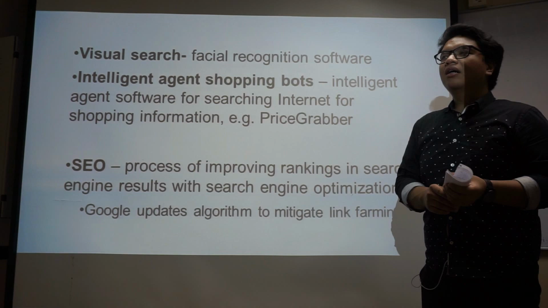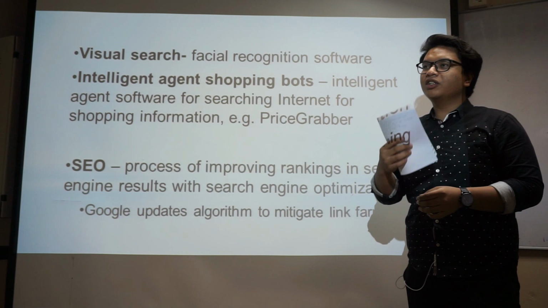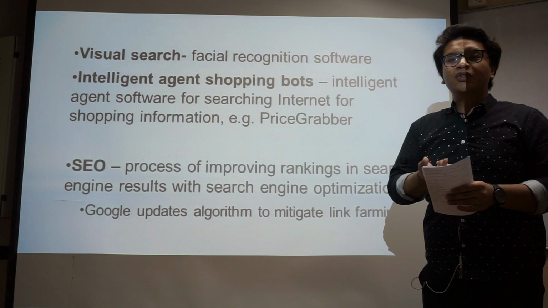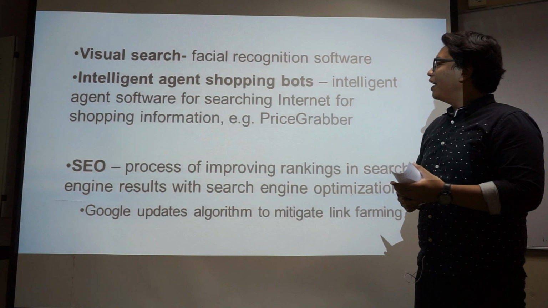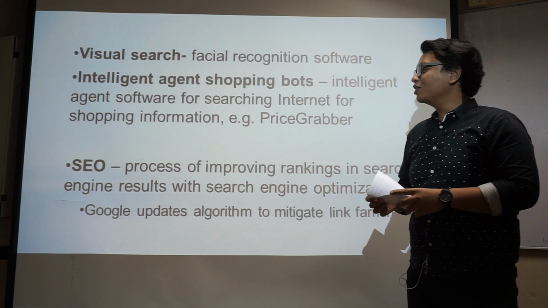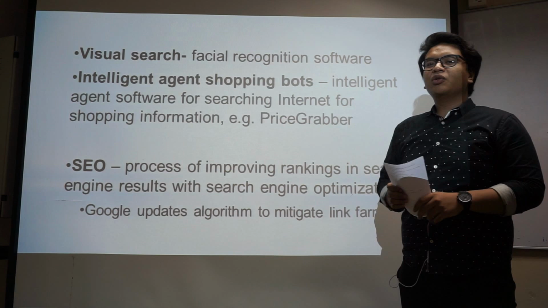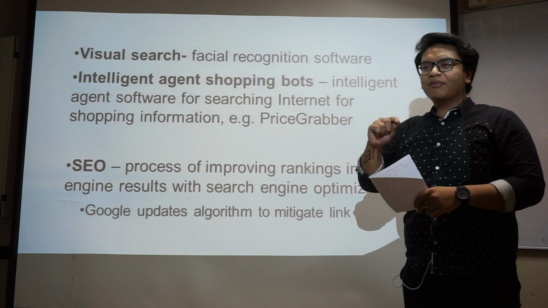People use facial recognition, for example in the iPhone 10, where facial features are used to unlock the iPhone. And intelligent agent shopping bots, for example Shopee, Lazada, and so on. SEO is search engine optimization, where Google ranks websites based on what people search the most.